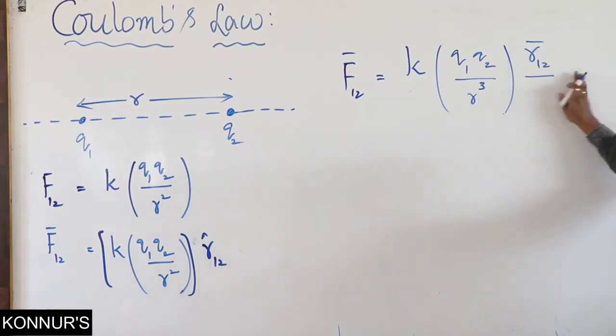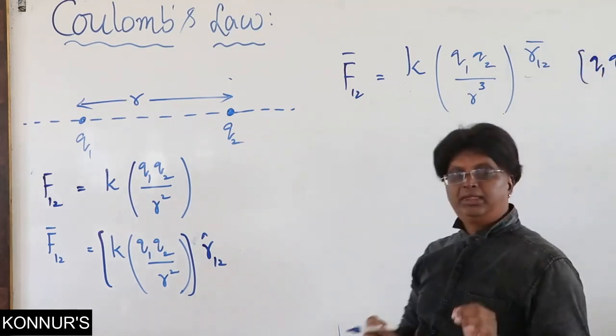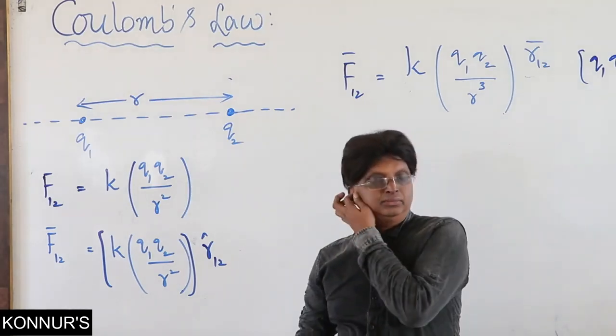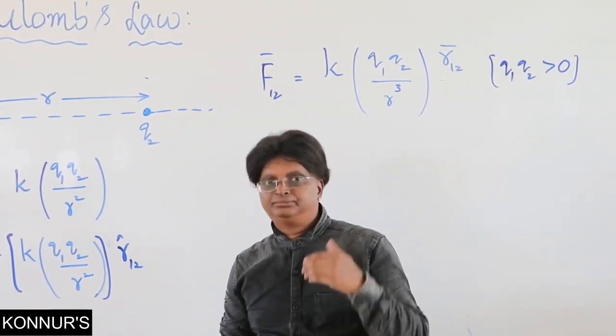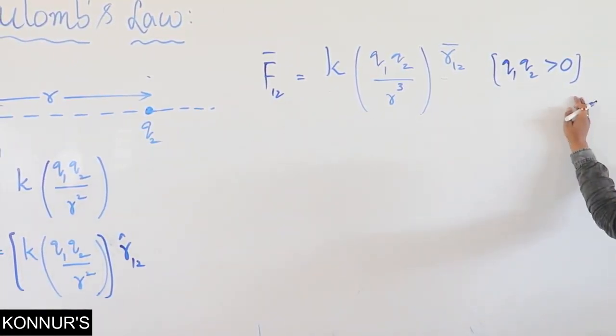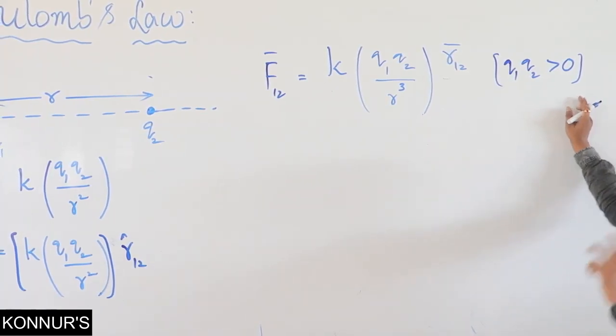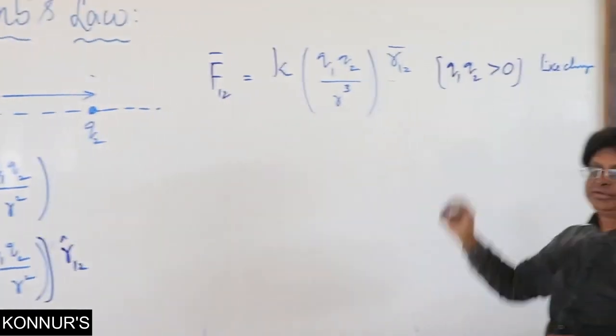Now this is for what I am writing, Q1 Q2 greater than 0. So what is the meaning of Q1 Q2 greater than 0? It means both are like charges, having the same sign, so when they are multiplied, you get a positive value. That is the meaning. Q1 Q2 greater than 0 means a system of like charges. Right? Like charges, this is the expression.